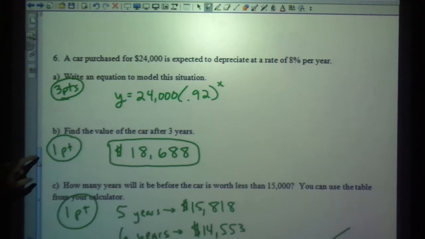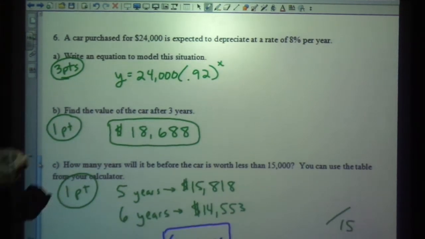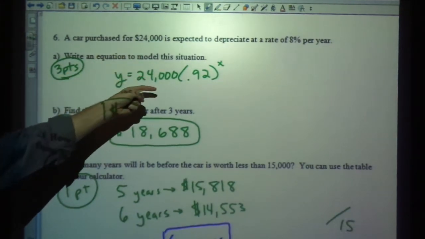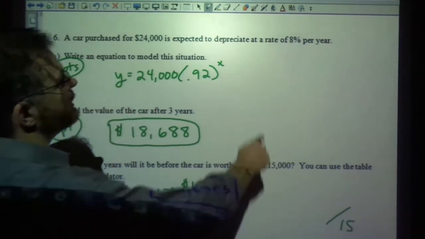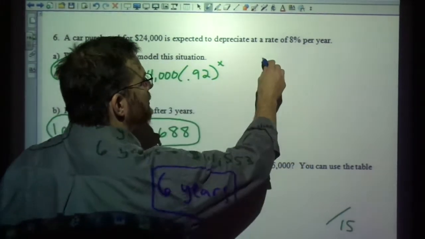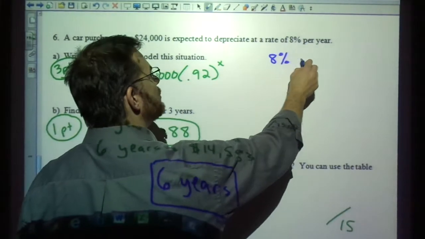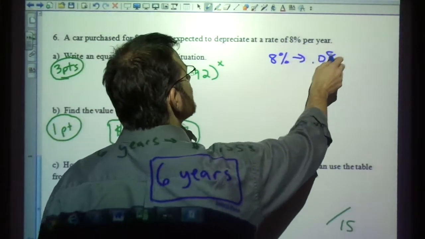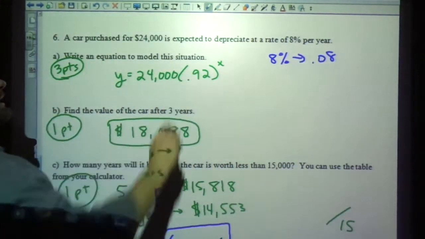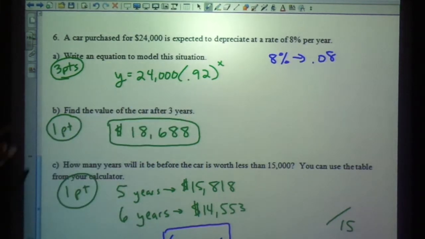Okay, we've got an equation here for a car. It's purchased for $24,000, so that's our initial price right here. It's depreciating at a rate of 8%. So remember, 8%, we change to a decimal of 0.08. Subtract it from 1. It gives us a factor of 0.92. This is 3 points for having the correct equation.